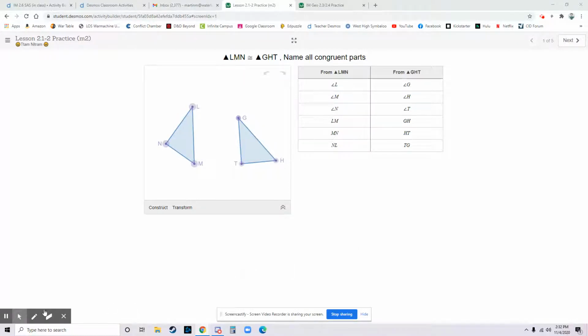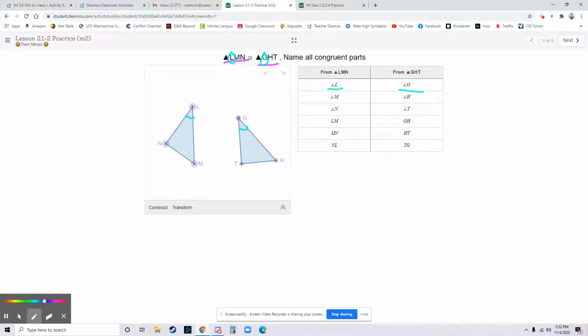So to begin with, the first problem in 2.1-2, it is given that triangle LMN is congruent to triangle GHT. Name all congruent parts. Well, remember we said the order is super important, and for example, if L is the first letter and G is the first letter in each of those congruence statement halves, then that means that angle L is the same as angle G, which I think you can kind of see in the picture as well.